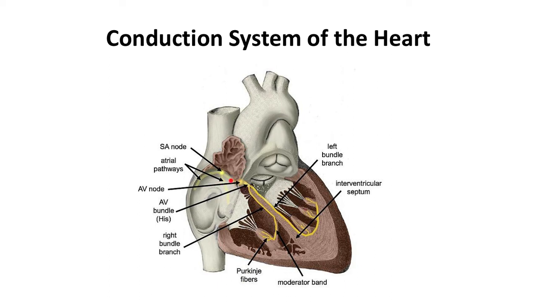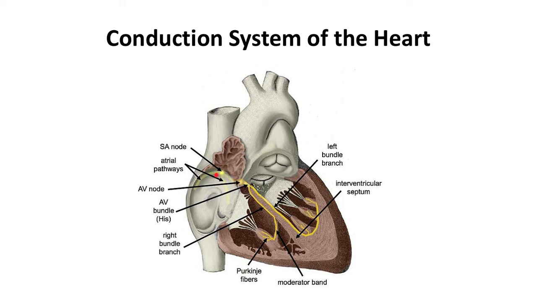The SA node can actually, like I said before, it is considered the pacemaker of the heart, and it is the fastest of all the autorhythmic fibers. It can initiate 100 times per minute. So this signal is going to travel then from the SA node to the atrioventricular node.